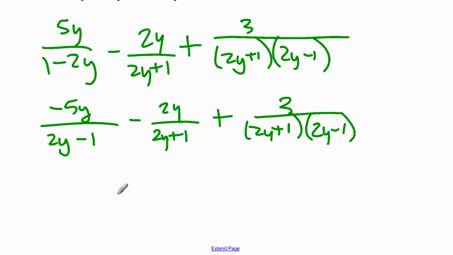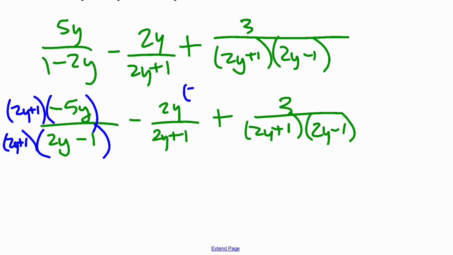Okay. Now, to get a common denominator, this one has this one and that one. So I'm going to need to take each of those terms, this one, and to get a common denominator, it also needs a 2y plus 1. Do it on the bottom, have to do it on the top. This one doesn't have a 2y minus 1, so I need to multiply that by 2y minus 1, and same thing on the bottom. Multiply it by 2y minus 1.